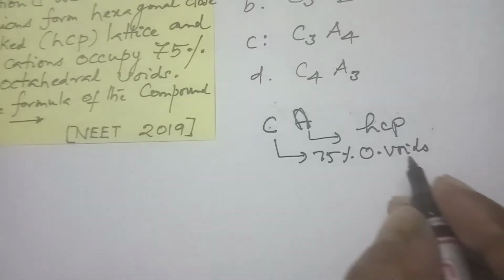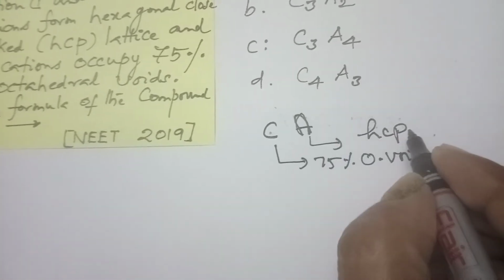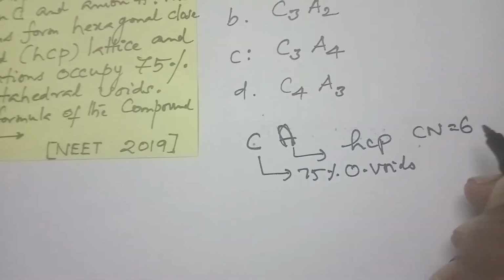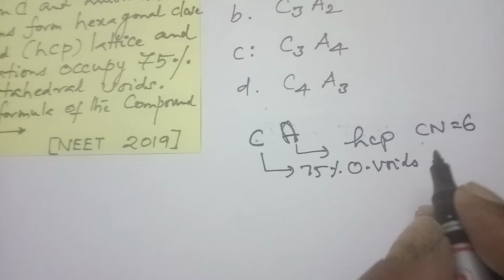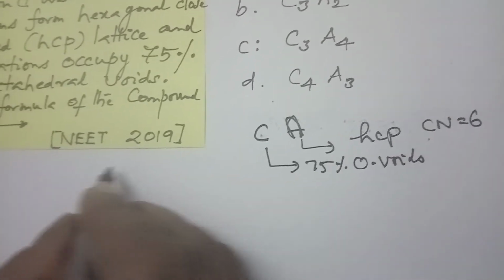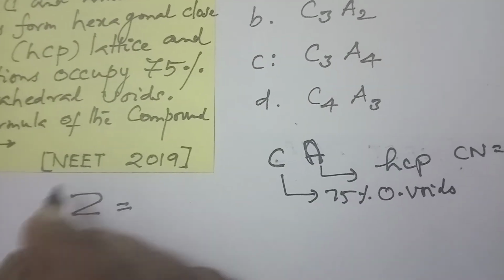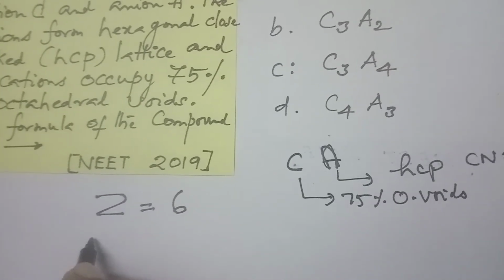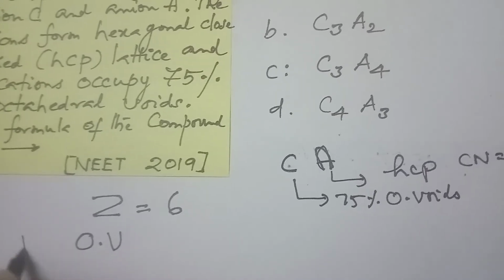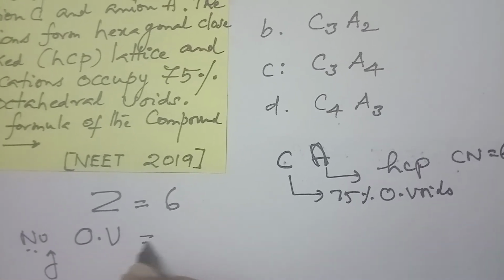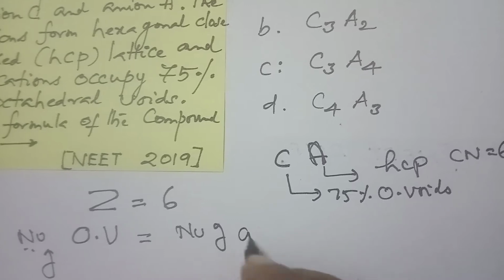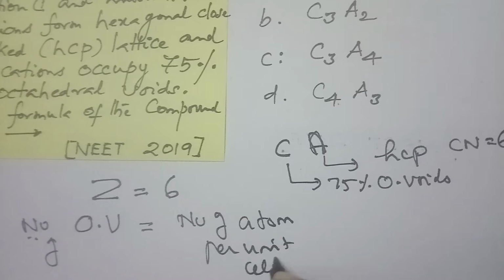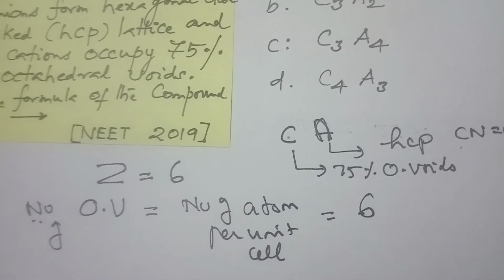Now let us see. The first knowledge is that your anion follows the HCP packing, so its coordination number is 6. Regarding the anion, coordination number 6 means the number of atoms per unit cell is equal to 6. Now what about the octahedral void? The number of octahedral voids is equal to the number of atoms per unit cell, which here is 6.